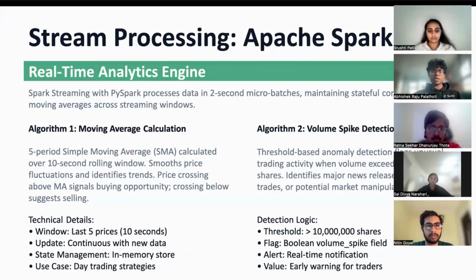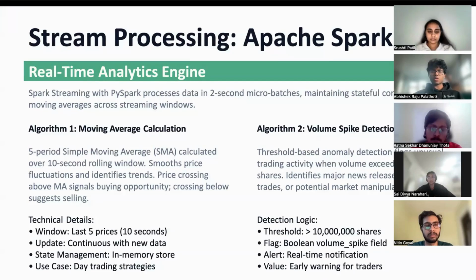When the current price crosses above the moving average, it often signals a buying opportunity. When it crosses below, it might be time to sell. We achieve this by maintaining an in-memory store that persists price history across our 2-second micro batches. Second, a volume spike detection algorithm. This monitors trading activity and raises a flag whenever volume exceeds 10 million shares in a single transaction.